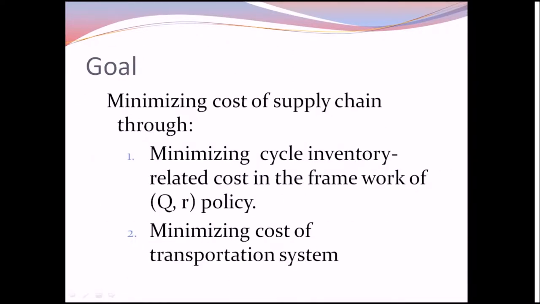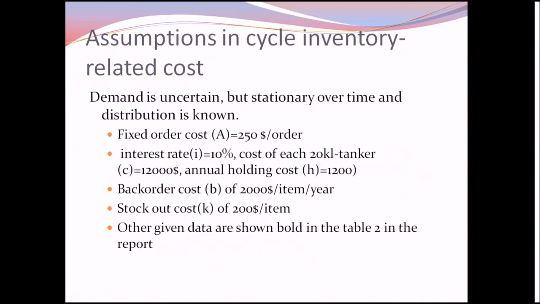The Project Charter addresses two main goals. First, minimizing cycle inventory-related costs in the framework of QR policy. Second, minimizing the cost of the transportation system. Each of the aforementioned goals has some assumptions.